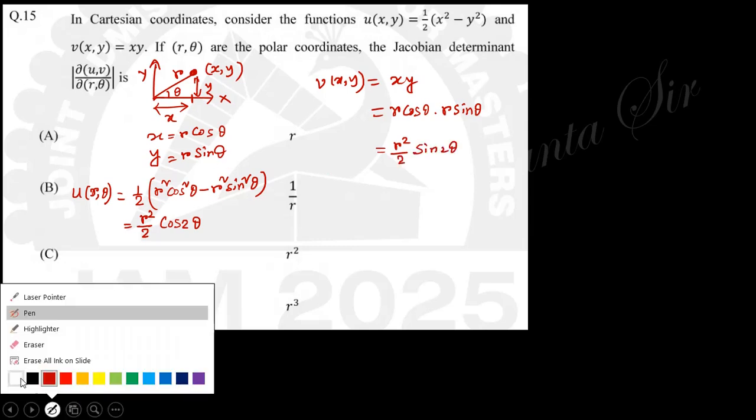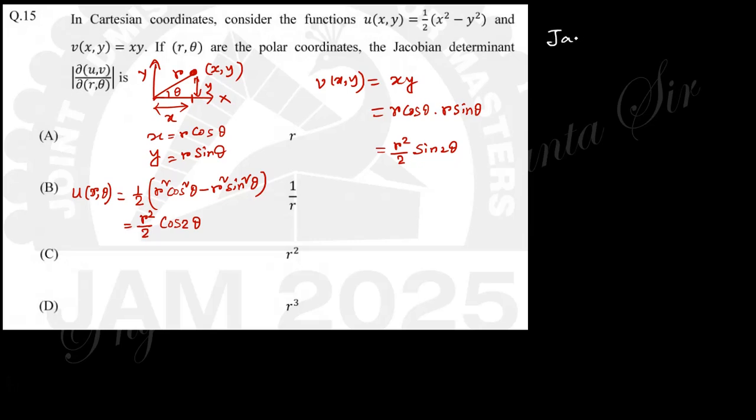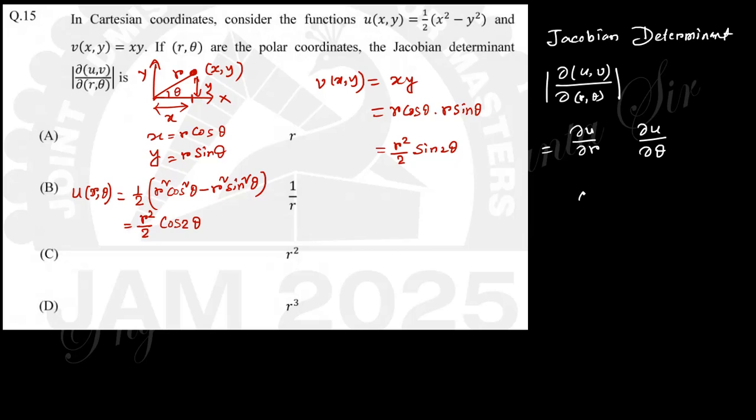Now the Jacobian, we know the Jacobian determinant, that is del(u,v) by del(r,theta), gives you the determinant of del u del r, del u del theta, del v del r, del v del theta. So we need to find out these four terms and put them here.